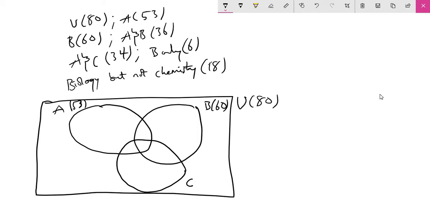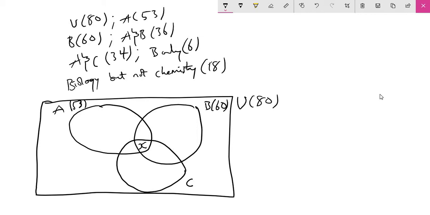Okay, so now do we know all three? We were not given information about the number of students that studied all three subjects. So let's call that X. Very important.